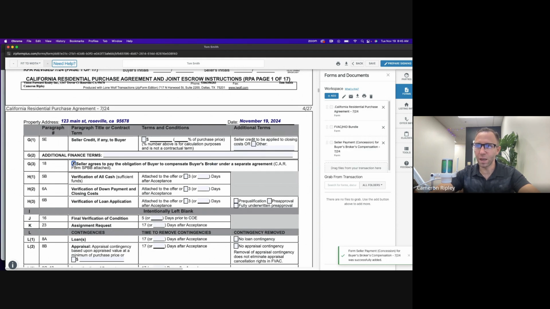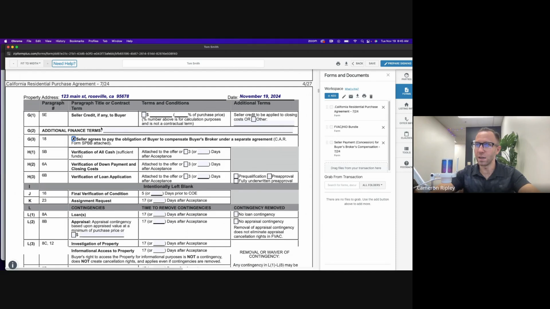If you want the seller to pay your commission, you have to check that box and put in what the commission is. So be very careful of that. A lot of people might be missing it because it's a new feature.